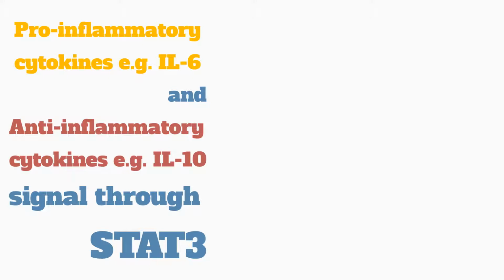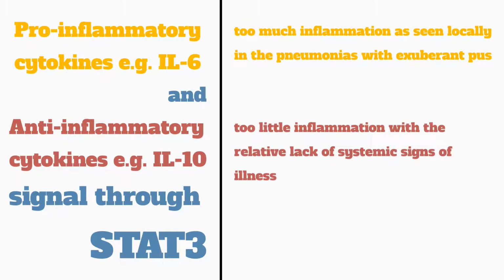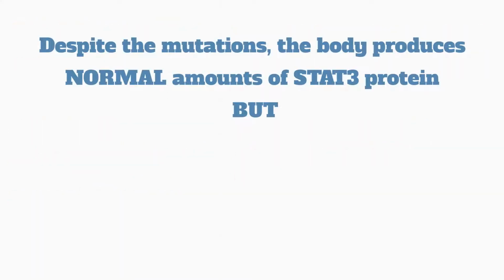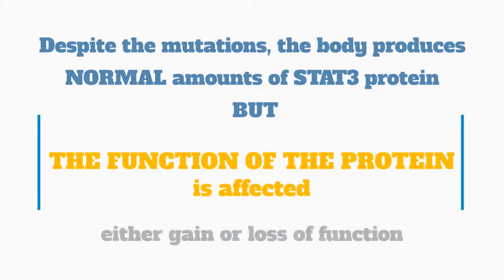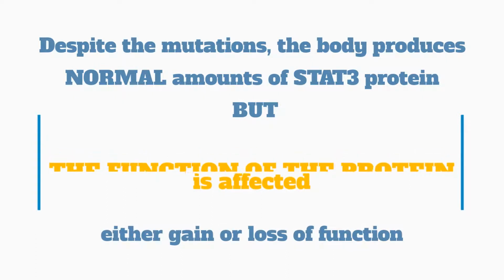Both pro-inflammatory cytokines such as interleukin 6 and anti-inflammatory cytokines such as interleukin 10 signal through STAT3, which may explain how the hyper-IgE disease is one of too much inflammation as seen locally in pneumonias with exuberant pus, and also too little inflammation with the relative lack of systemic signs of illness. All reports have shown that the mutations associated with autosomal hyper-IgE result in a normal amount of STAT3 protein produced, but the function of the protein is affected, resulting in a defective host defense.